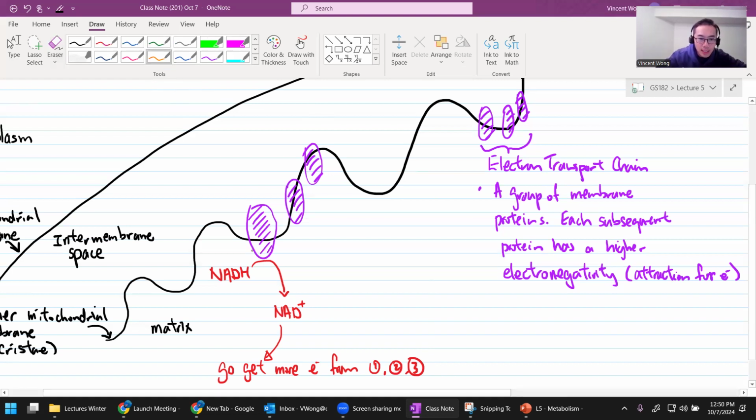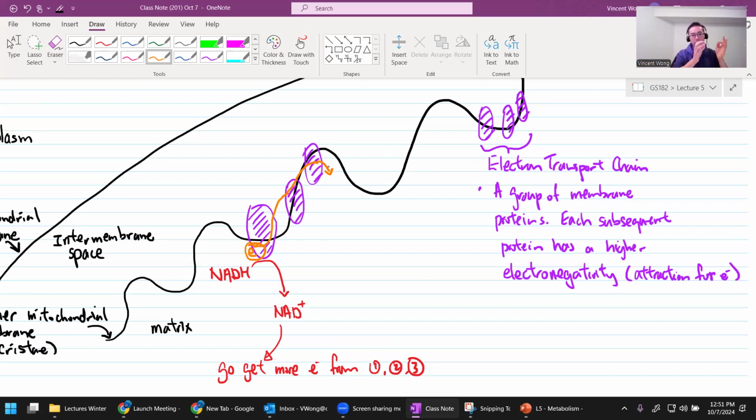So the electron is going to hop off onto the ETC. I'm just going to do it here with the orange pen. And like I told you before, because of how the electron transport chain is arranged, the next protein will take the electron from the first protein. So the electron is going to get passed to the next one, and then to the next one until it gets to the end. Okay.